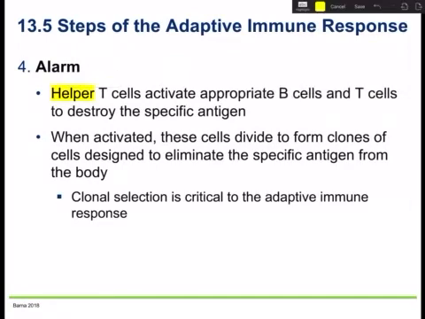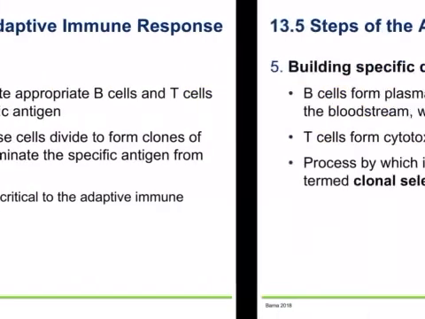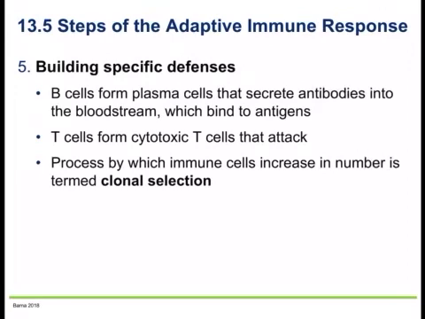So like I said, the helper T cells will alarm your B cells and your T cells, and they will eliminate that specific antigen from the body via their methods. B cells will form plasma cells that secrete antibodies which bind to those specific antigens. T cells will form cytotoxic T cells that attack any cell that's been affected by it. These B cells and these T cells will replicate quite a bit. They will replicate in large amounts to fight specifically against that triangle or whatever type of antigen is in the body. And so that's called clonal selection. Just think about making a clone.